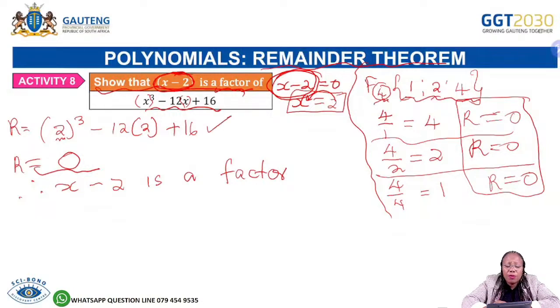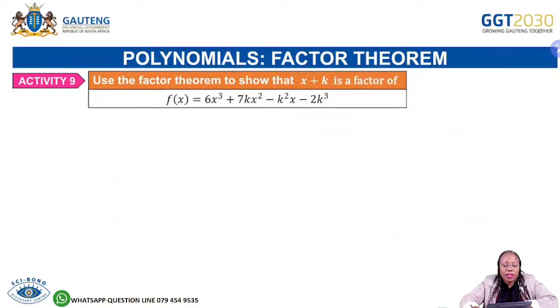Okay, then 1 mark will be for substitution, 1 mark for getting a 0 there. Then we can even give a mark for conclusion, because in this case you were asked to show that it is a factor. Now use the factor theorem again to show that x plus k is a factor of this f of x function. It will only be a factor, grade 12, if it gives you 0 as the remainder.